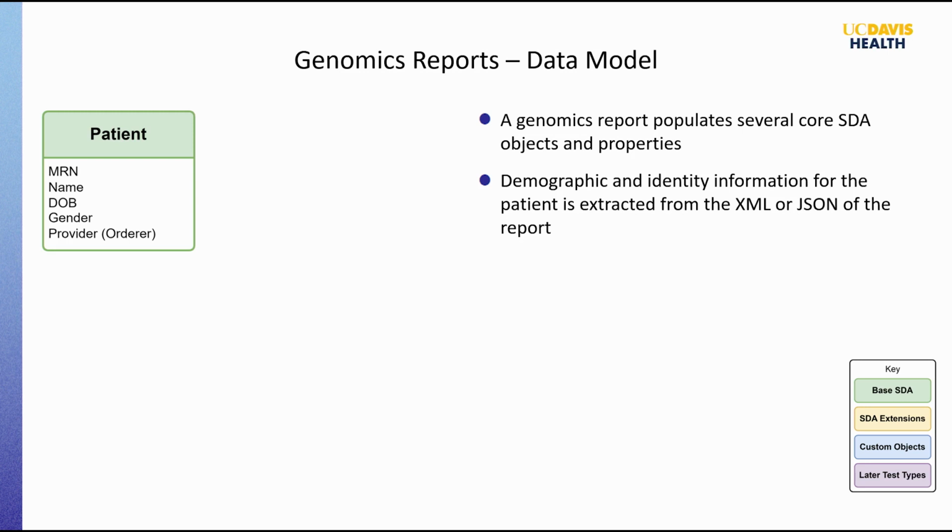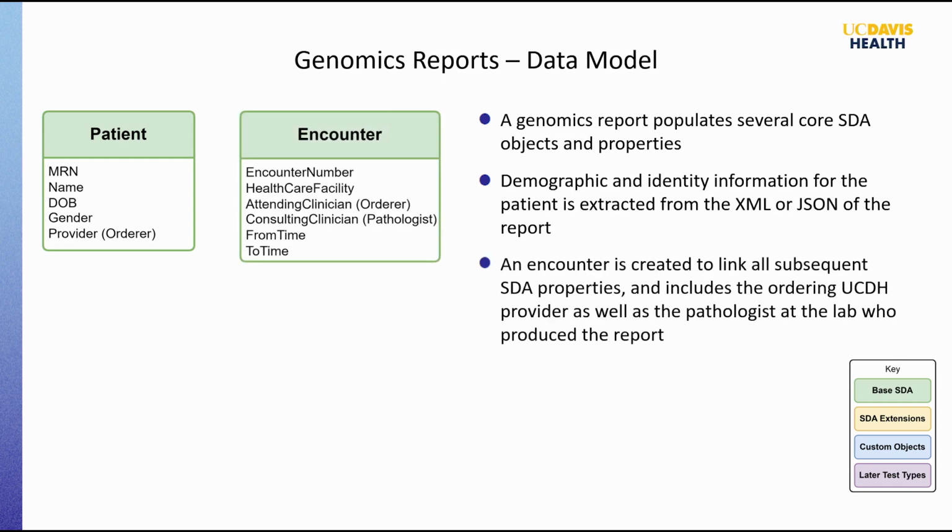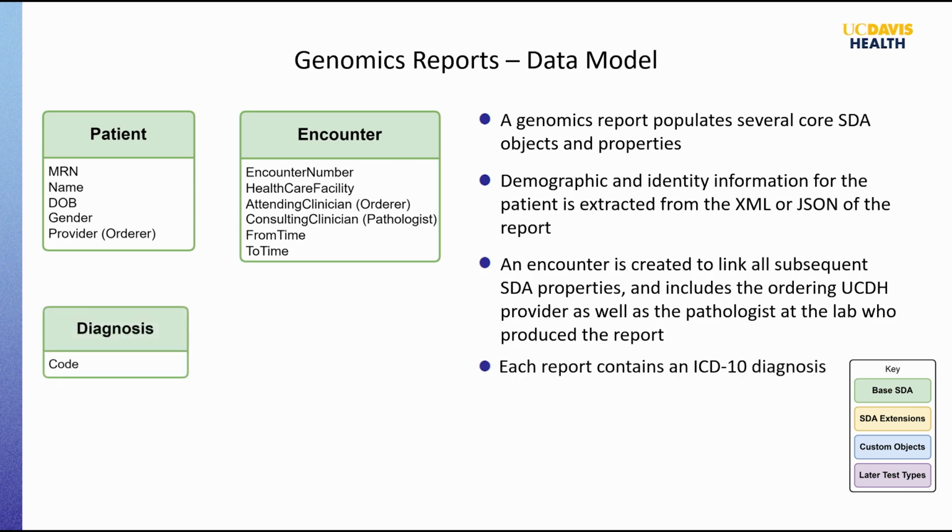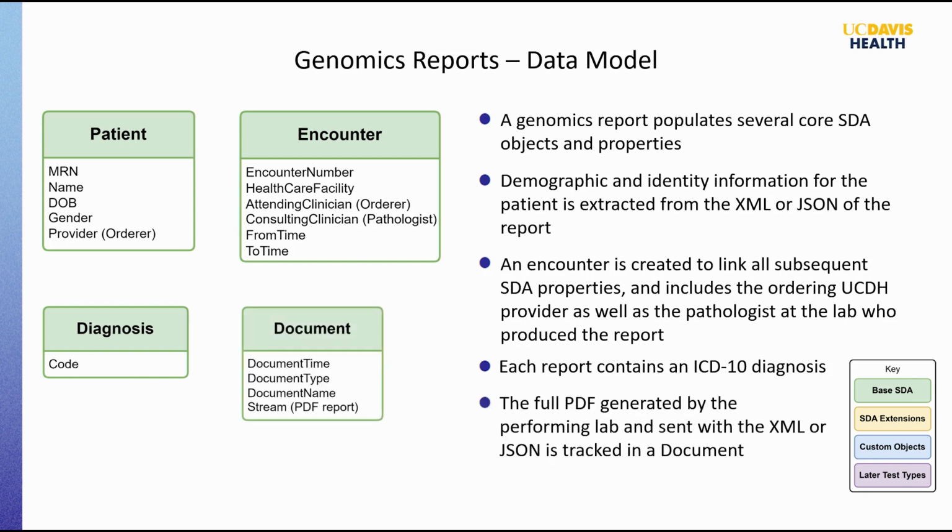So demographics and identity information go into the patient object, and we see that over here. We create an encounter, and part of the encounter, we include the ordering provider, which is an order provider from UC Davis Health, and we also include a pathologist that is creating the report. We're keeping track of the ICD-10 code, and that goes under diagnosis. And for the PDF that comes along with the XML or JSON file, that goes into the document object. So you'll notice that everything is green at this point, everything's standard.